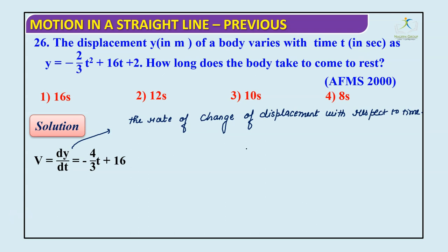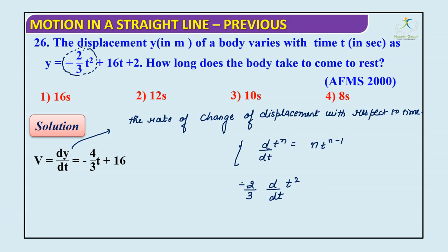If you don't know how to solve the differentiation part, let's see the differentiation formula that d/dx or d/dt of t to the power n is equals to n t to the power n minus 1. So what I am just going to do, see, minus 2 by 3 d/dt of t square.